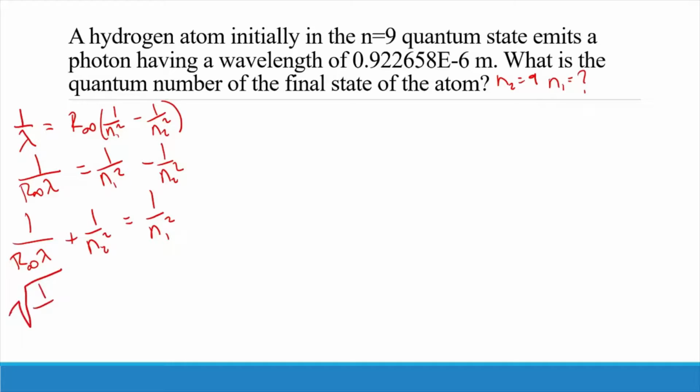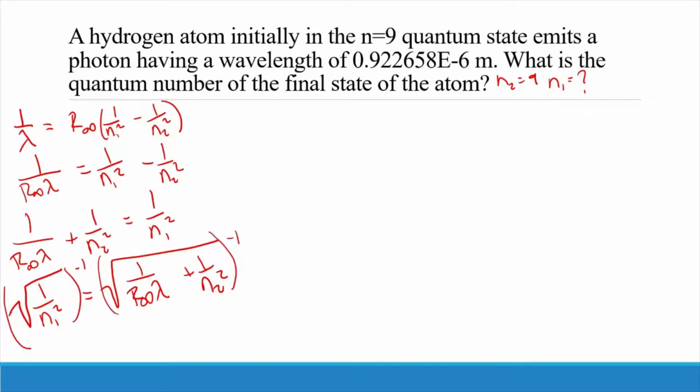So now we have the square root of 1 over n1 squared is equal to the square root of 1 over R infinity lambda plus 1 over n2 squared. And then the last thing is we need to take the inverse of it to get that n1 up top. So we end up with the final equation that n1 is equal to, in parentheses, the square root of 1 over R infinity lambda plus 1 over n2 squared, and the inverse of that whole thing. So let's go ahead and take this step by step.